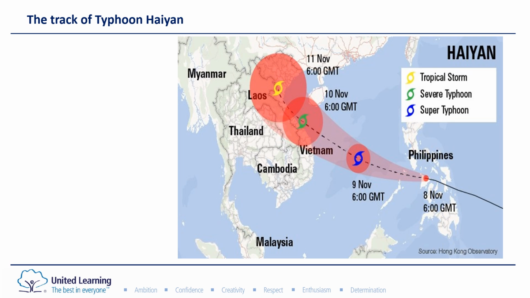So this just shows us the track of Typhoon Haiyan. Typhoon Haiyan was a super typhoon with wind speed over 200 kilometers an hour. It's a category 5 typhoon on the Saffir-Simpson scale, and it formed in the Pacific, travelled across the Philippines, and then travelled across the Sea of China, across to Vietnam, Laos, and then it dissipated over China.